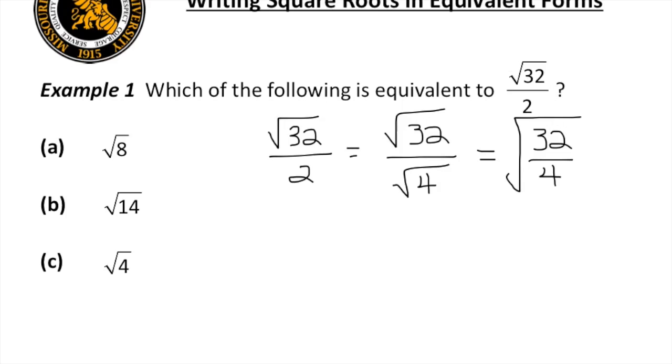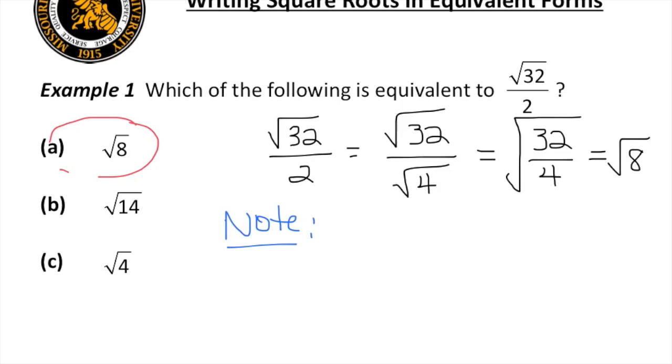And then if we divide 32 by 4, we obtain the square root of 8. And if we stop here, we notice that that is one of our choices. And so there is our answer. Now, I would make a note that the square root of 8 is not simplified.